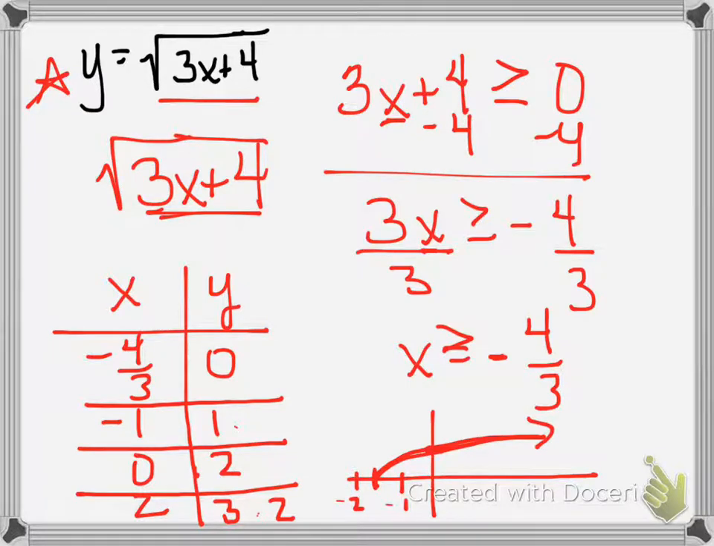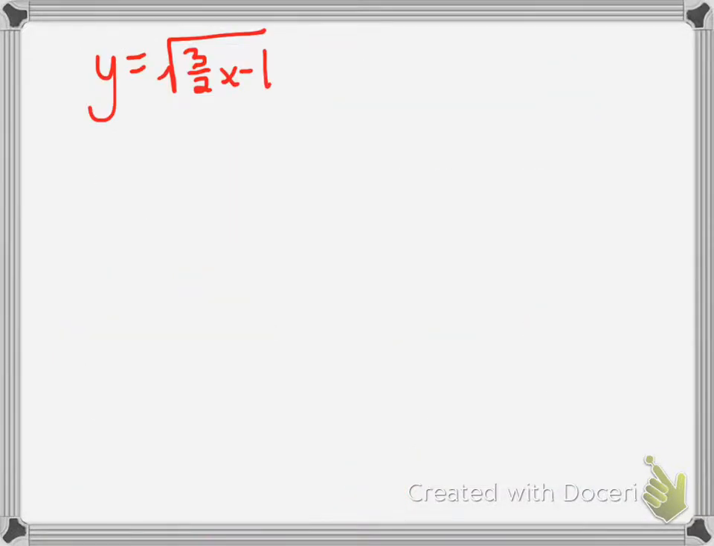Okay. Let's say I give you this function, y equals the square root of 3/2 x minus 1. And I ask you to find the domain, the range, the x-intercept, and the y-intercept. Well, the domain is what are the possible x values, and the range is what are my possible y values. We know that what is under here cannot be a negative number. So the 3/2 x minus 1 must be greater than or equal to 0.